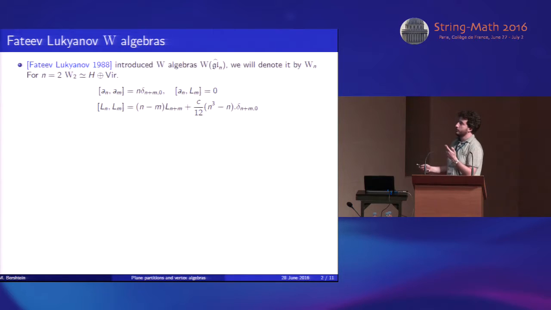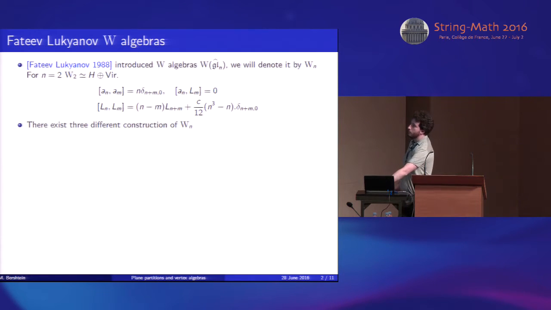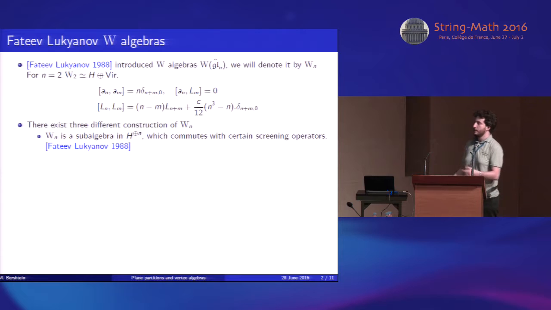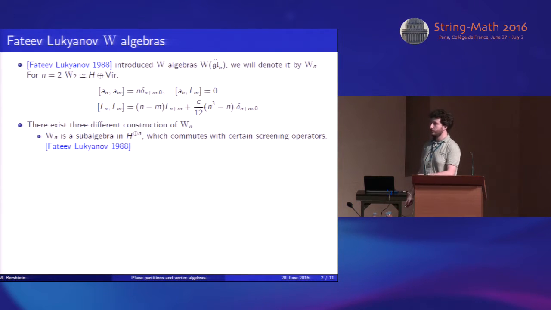I mean that for n greater than 2, it is more or less impossible to write this algebra in terms of generators and relations. So we need to have another way to think about this algebra. And there are different approaches. One of them was more or less the initial approach by Fateev and Lukyanov. This algebra is defined as a subalgebra of the n-dimensional Heisenberg algebra, which commutes with certain operators which are called screening operators. They are given by integral of a certain exponent.